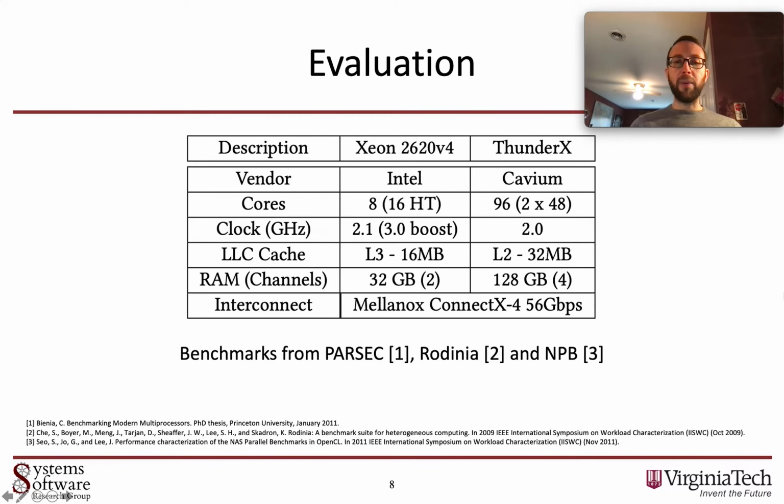Now, let's talk about how we evaluated the system. In our setup, we have a Xeon 2620 V4 interconnected to a ThunderX CPU over Mellanox InfiniBand. You can see the relative characteristics of each processor in this table. The Xeon has a fewer number of cores, but a higher clock speed and a more advanced cache. The ThunderX instead has a larger number of small processors and a smaller cache subsystem. We ran benchmarks from the Parsec, Rodinia, and MPB benchmark suites.